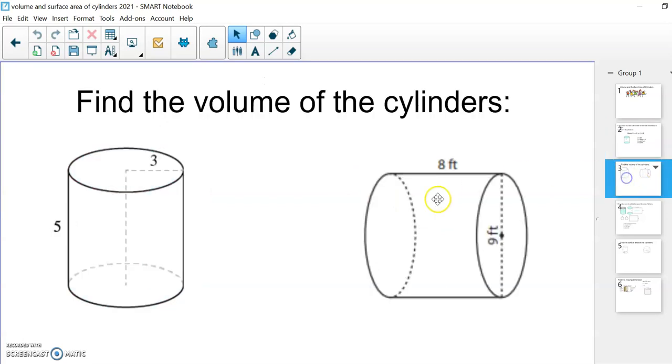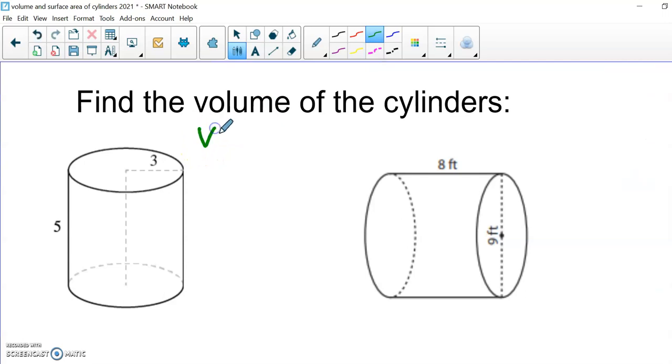Let's practice. Again, the formula we use for volume of a cylinder is area of the base, and you hear me say that a lot because we're going to keep using this for other shapes, which is pi r squared, and then we multiply it times the height. They give us everything we need. Our radius is 3, so I'm going to say 3 squared, and our height is 5. I'm going to punch that all in my calculator.